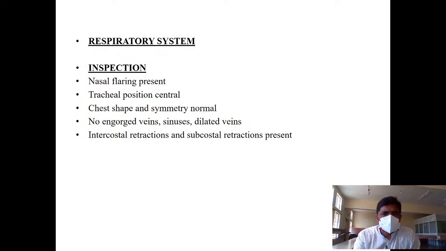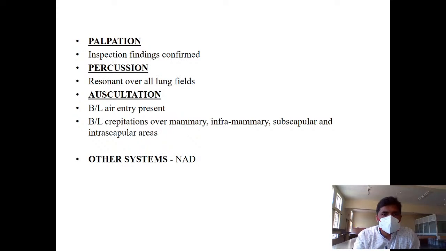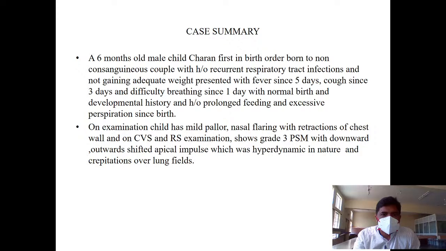Then you look at the respiratory system. Here the secondary pathology lies in the respiratory system. You see nasal flaring and tracheal position. The main thing is to look for basal crepitations. If there are any basal crepitations, then it could be a CCF as well. Here the rest of the lungs are normal. So probably the child is having a CCF. Then for other systems, you need to look at the CNS, and here no abnormality has been detected.